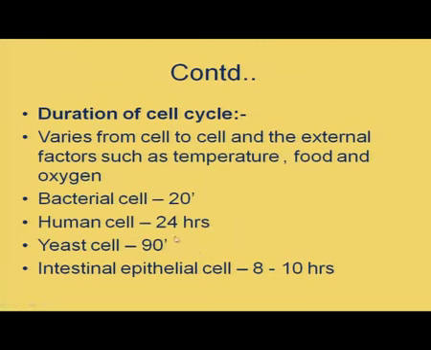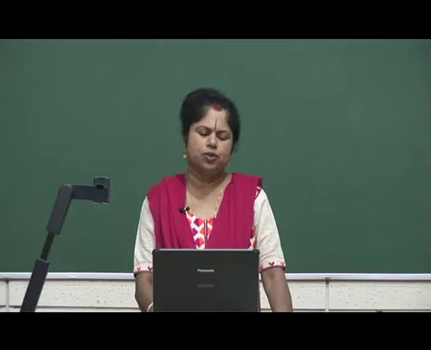Now, here are some examples. Bacterial cell, the duration of cell cycle is 20 minutes. When it comes to human cell, the average is 24 hours. Yeast cell, it goes to 90 minutes. And the intestinal epithelial cell, it goes to 8 to 10 hours. So, the cell cycle duration will vary from cell to cell.